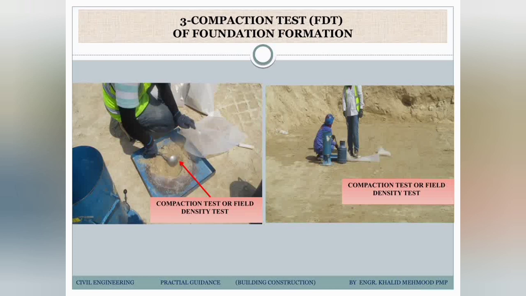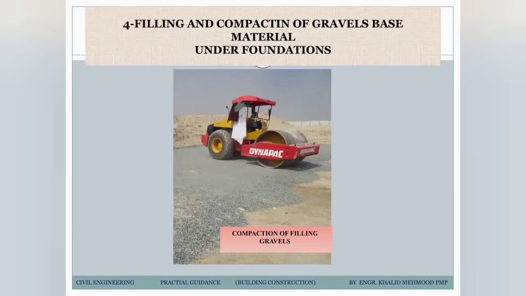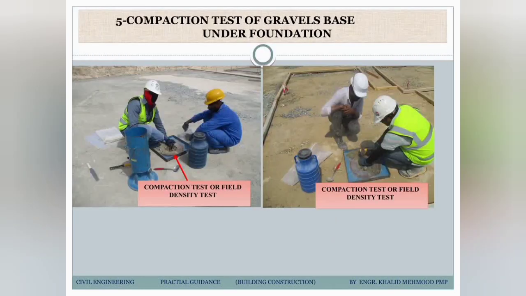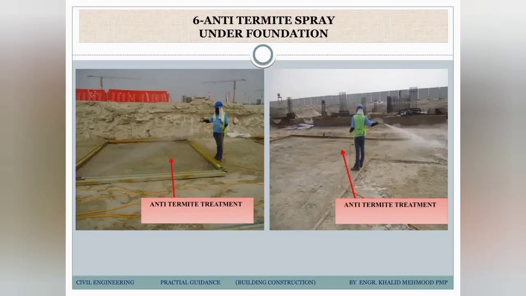So we'll do the field density test. If the compaction is okay, we will proceed to the next activity. But if the compaction is not okay, we'll repeat the compaction. After compaction, we'll place a gravel base above the excavated area. It will give more stability, and we'll do the compaction. Again, we will do the compaction test for the gravel base also, to ensure that our base for the foundations is strong enough against any settlement.